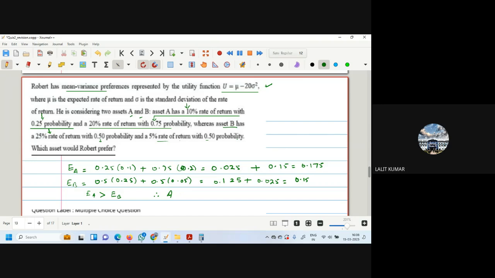So what we have to do is find the expected return of A, using the probabilities and returns, so we get one value, and we find the expected return of B, which is 0.15. So expected A is more than expected B, so therefore we will select A. Okay. But in this question, while solving this, we have not considered this U. So we had to use this U also.